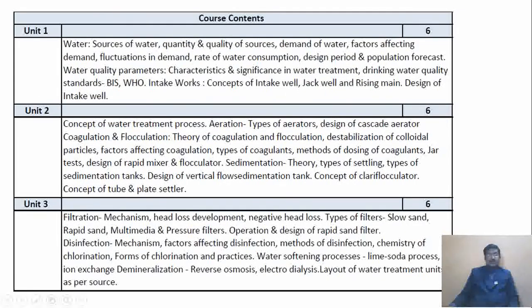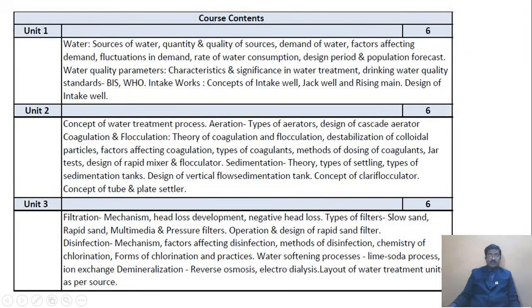The course content in Unit 1 requires 6 lectures: sources of water, quantity of sources, demand of water, factors affecting demand, fluctuations in demand, rate of water consumption, design period and population forecast, water quality parameters, characteristics and significance in water treatment, drinking water supply quality standards, BIS, World Health Organization (WHO) standards, intake works, concept of intake well, jack well, and rising main, design of intake well.